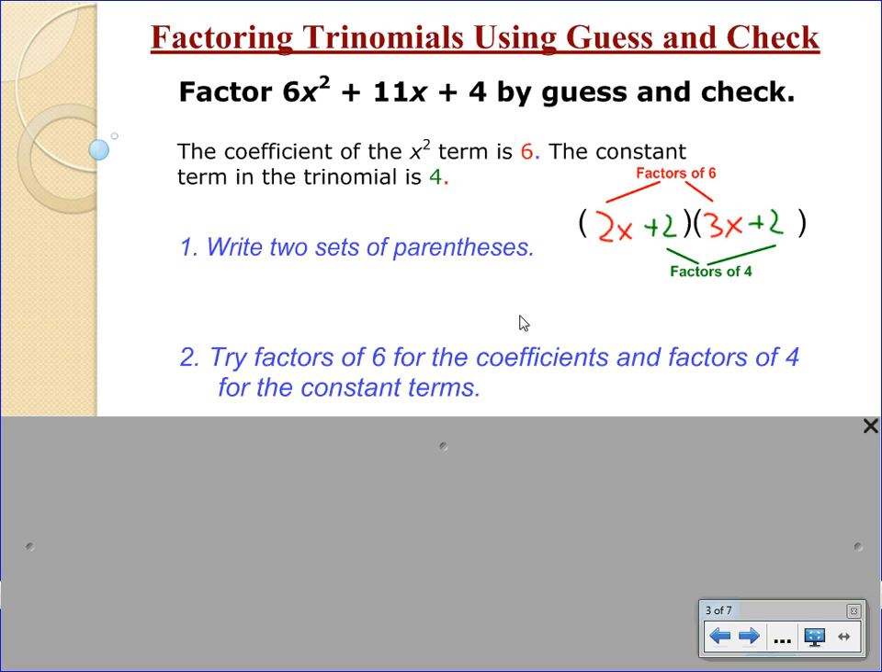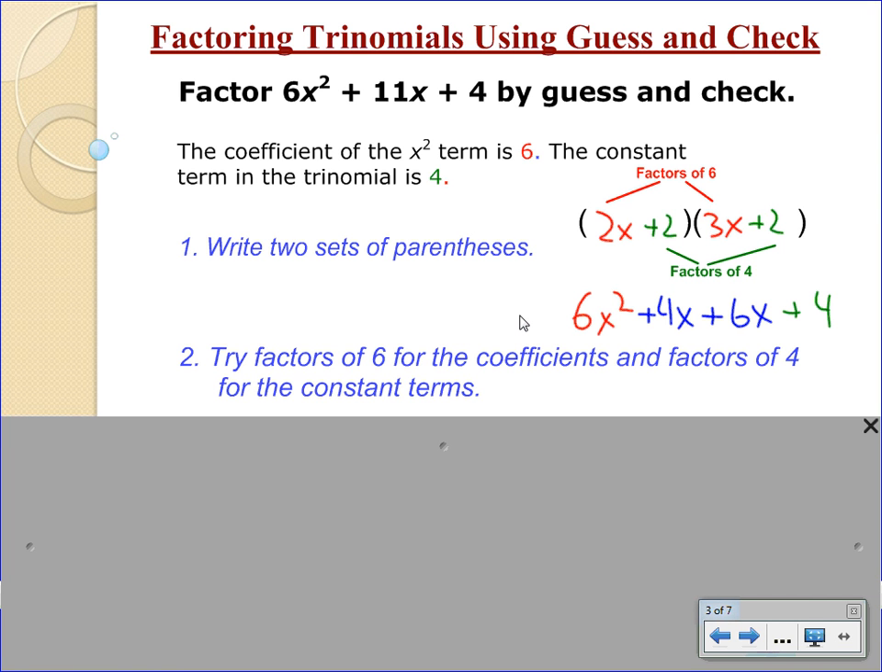So our first terms, certainly 2x and 3x, give me 6x squared. Now my outer and inner terms, well, let's see. My outer terms are 2x times positive 2. That's a positive 4x. And our inner terms are 2 times 3x. That's positive 6x. And our last terms I know are going to give me a positive 4. I'll put that positive 4 there.